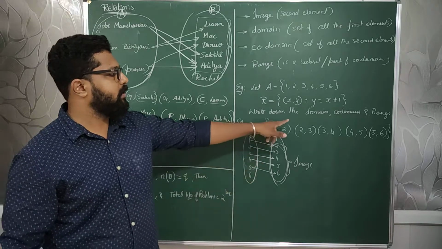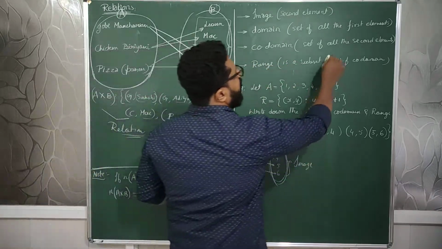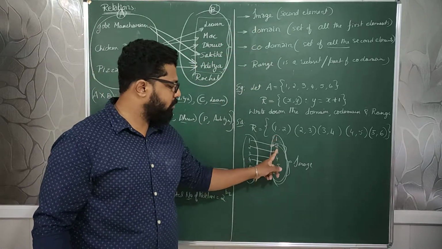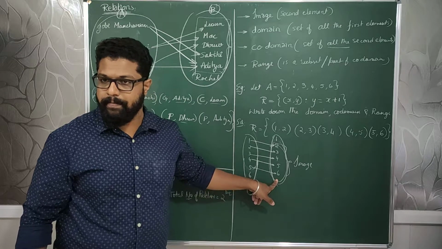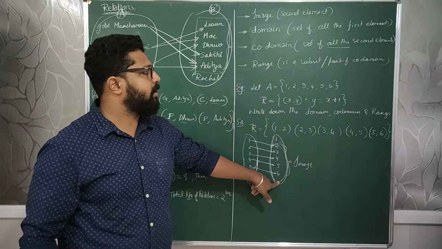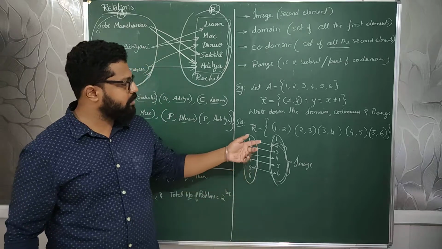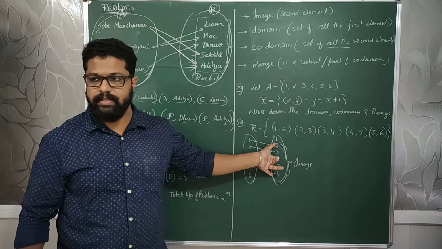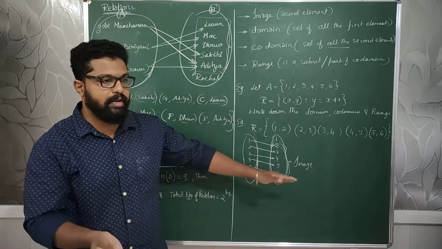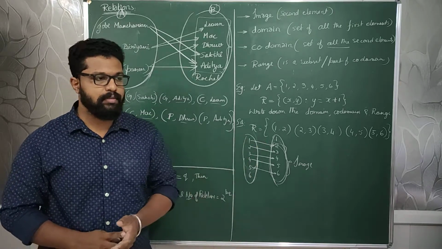Then they are asking for the codomain. Codomain means the set in which the second elements lie, which makes it different from the image. This one will be 1, 2, 3, 4, 5, 6 as well. Correct or not? So this full thing is the codomain. Then the range is a subset of the codomain. So the range is from 2 to 6. Therefore 1, 2, 3, 4, 5, 6 is the codomain, and from there I am taking out the range. So this gives me the answer for range, codomain and domain.